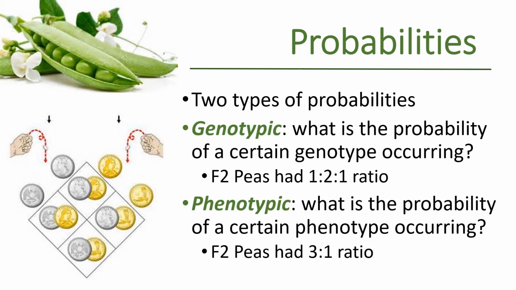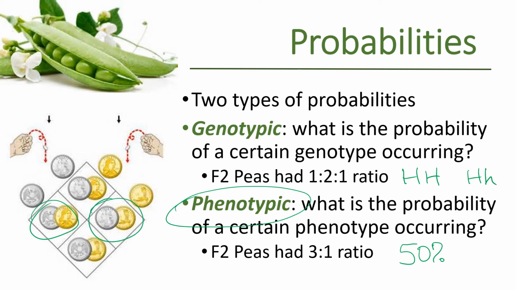So we have 2 different probabilities that we can calculate. A genotypic probability: what's the probability of a certain genotype occurring, such as capital H, or the heterozygous genotype? And what's the probability of the phenotype occurring, such as what's the probability of me getting 1 heads, 1 tails of either coin? Well, that's going to be 50% because I had 2 instances of one of them being heads and one of them being tails.